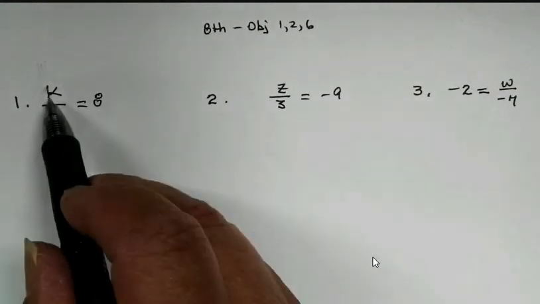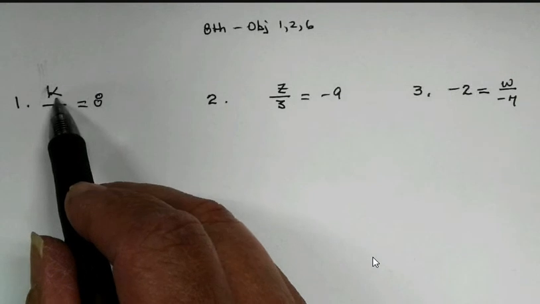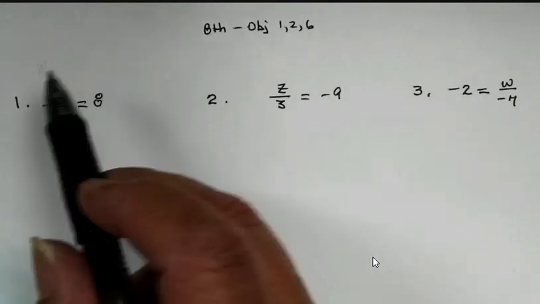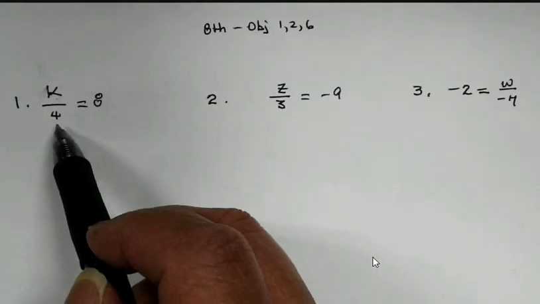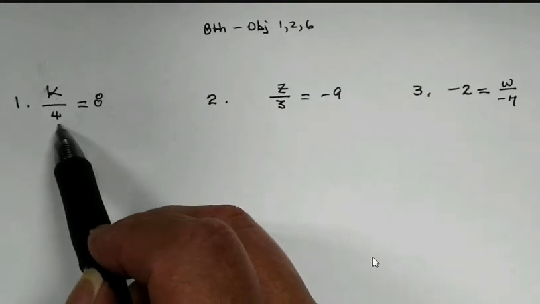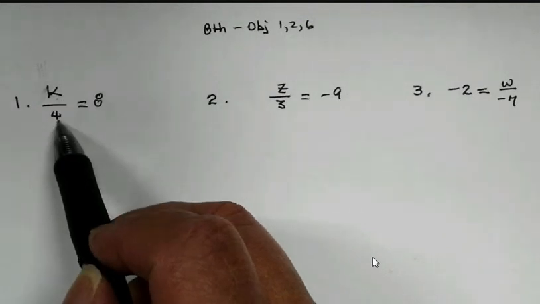Alright, k. K is the variable. Does everybody agree? Alright, what is being done to the variable? It is being divided by 4. Now, remember in solving equations, we get rid of things by doing the opposite. So, what is the opposite of dividing by 4? Yes, correct, multiplying by 4.